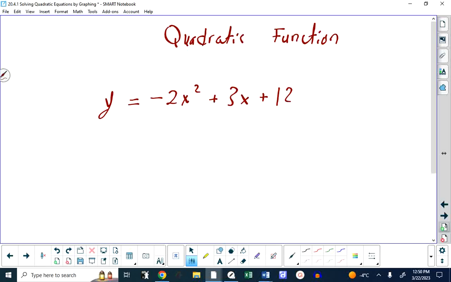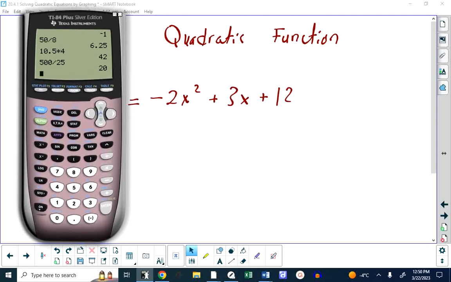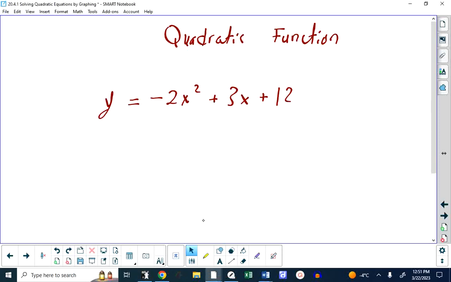Just to drive my point home, let's just take a look at this on a graphing calculator. What does negative 2x squared plus 3x plus 12 look like? By the way, it's a function. It's a function because there's y and x in it. It's quadratic because this is the form that quadratic functions take. Whereas linear is just x to the 1, quadratic has an x to the 2. I want to actually just pause there for a second. Quadratic has an x to the 2.